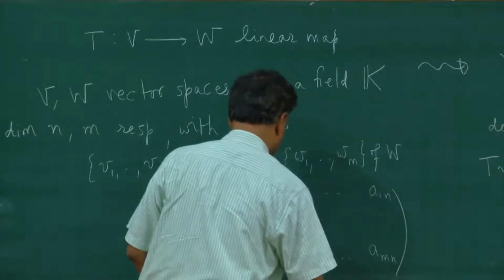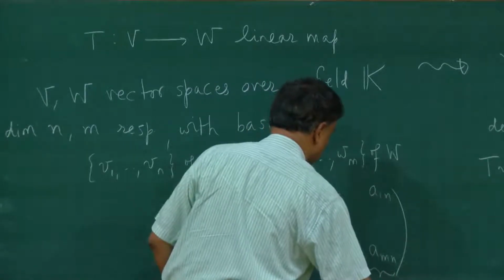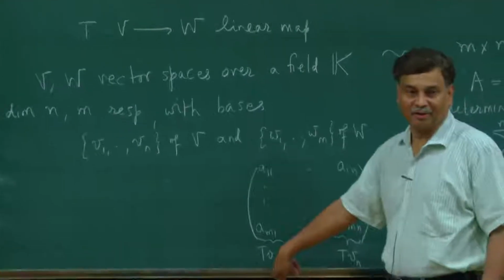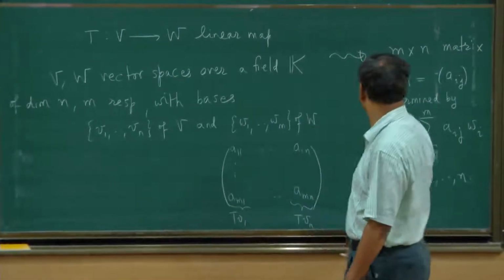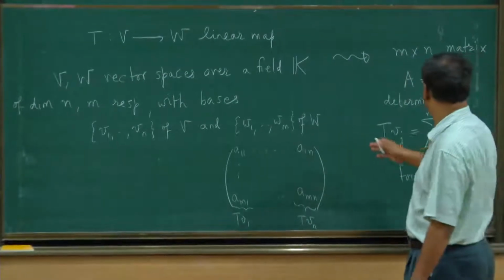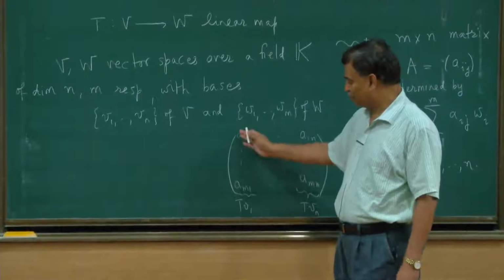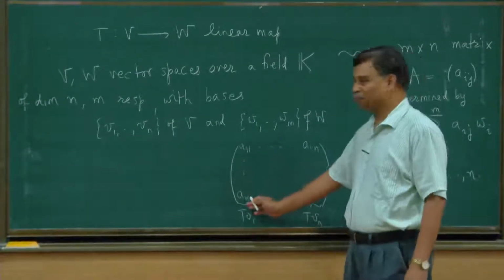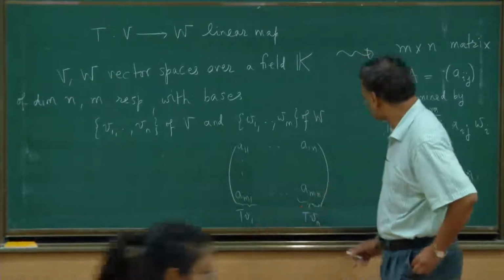The columns of this matrix correspond to coordinates of the action of T on the basis vector. So, T of V1, if it is written as a combination of W1, W2, Wm, then there will be coordinates A11 W1 plus A21 W2 and so on plus Am1 Wm. Then those are the coordinates.